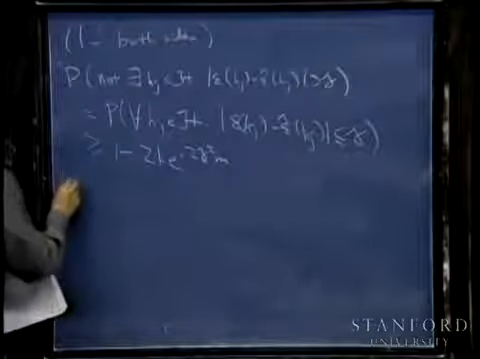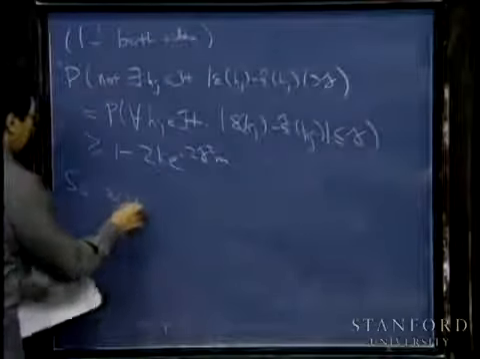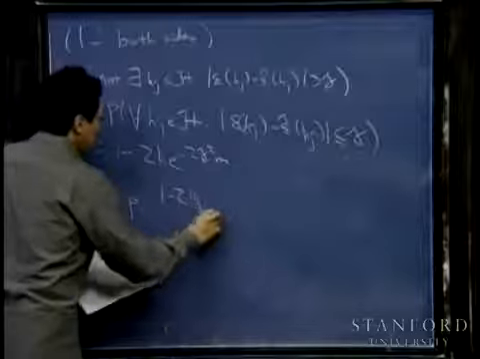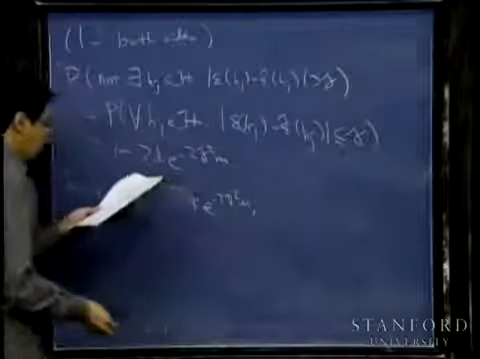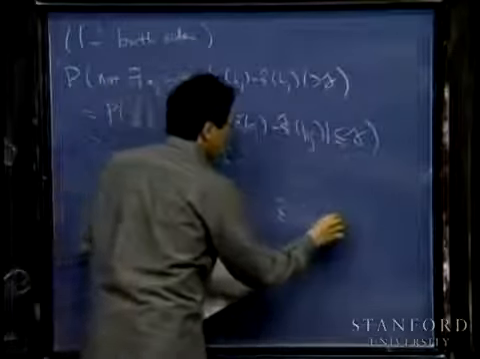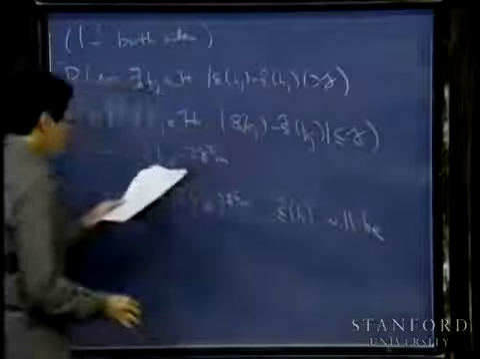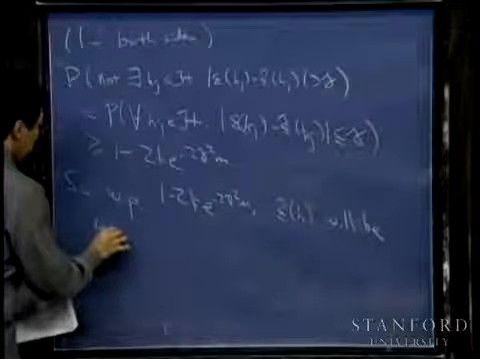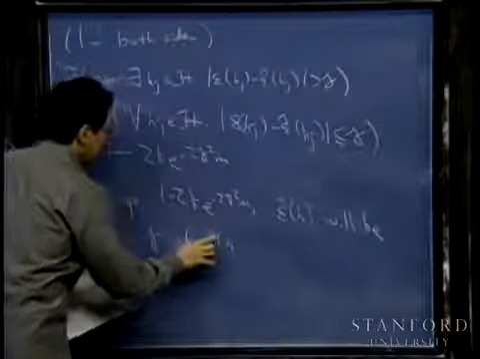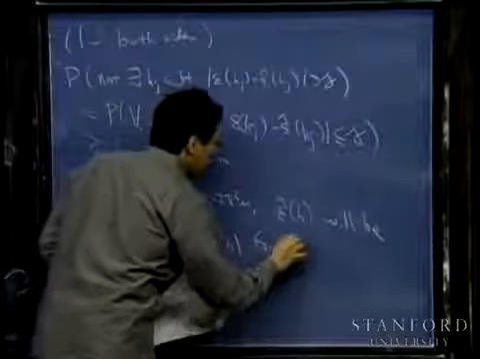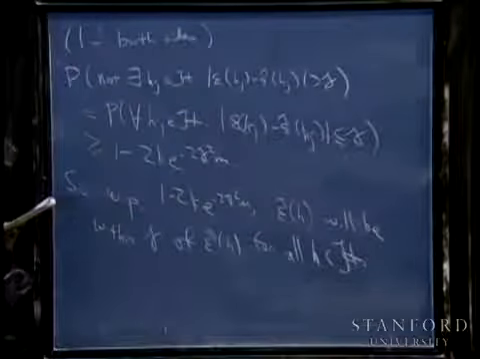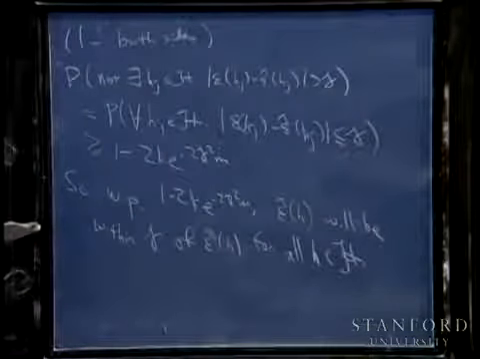So what we've shown is that with probability, which I abbreviate to WP, with probability 1 minus 2k e to the negative 2 gamma squared m, we have that epsilon hat of h will be within gamma of epsilon of h, simultaneously for all hypotheses in class script h.